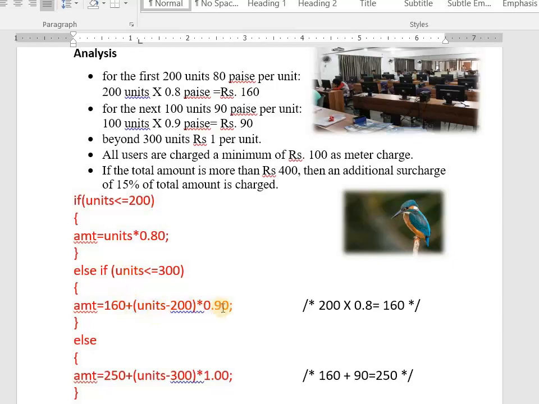For 50 units, we are charging 90 paise. I think you understood. Very good. For the first 200 units, 160 rupees. For the remaining units, 90 paise. That's how we have written the arithmetical expression like this.